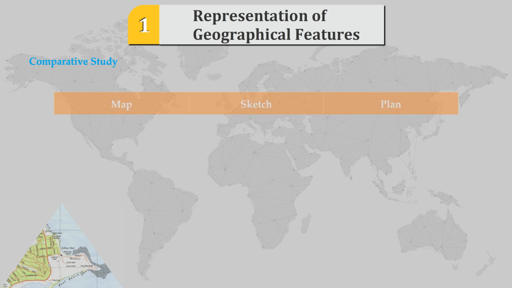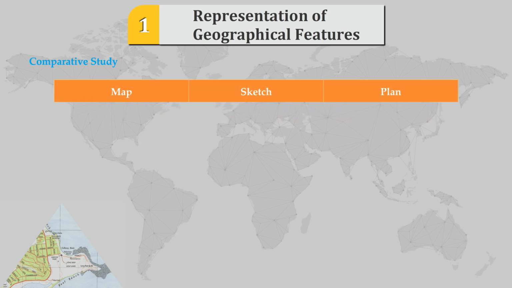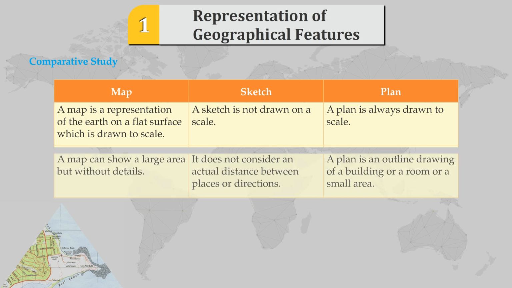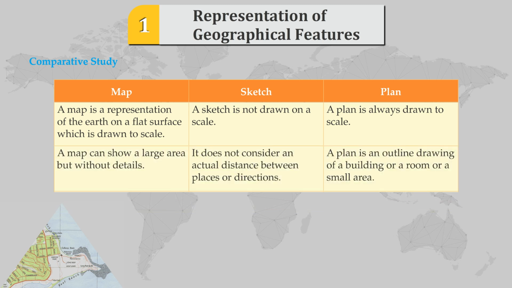Comparative study. Map, sketch, plan. A map is a representation of the earth on a flat surface which is drawn to scale. A sketch is not drawn on a scale. A plan is always drawn to scale. A map can show a large area but without details. It does not consider accurate distance between places or directions.